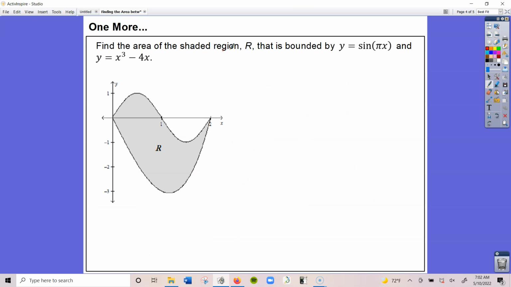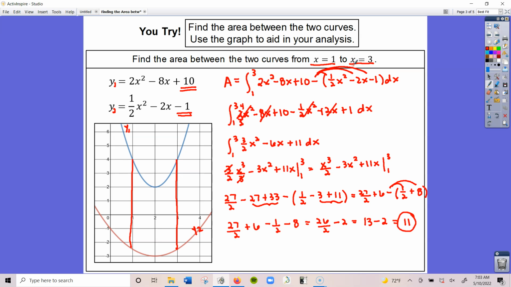Find the area of the shaded region R that is bounded by y equals sine of pi x and y equals x to the third minus 4x. So first, if we're going to find the area between these two curves, notice that in this question, they don't give you the limits of integration. Here I was given those limits because my functions did not intersect. So you would need to know where to start and where to end.